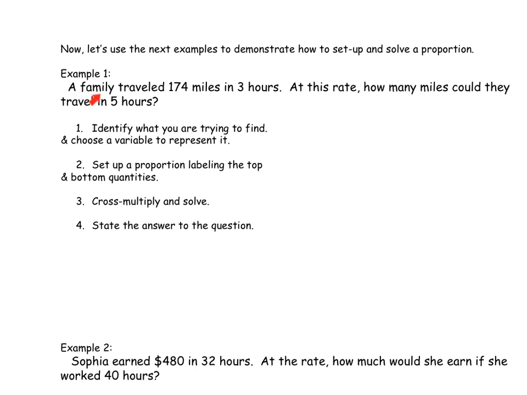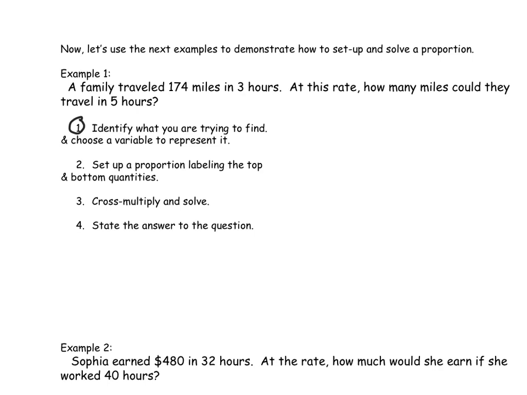Example 1 says a family traveled 174 miles in 3 hours. At this rate, how many miles could they travel in 5 hours? And you're going to see a step-by-step guide how to do this. So the first thing says identify what you're trying to find and choose a variable to represent it. So we're going to go ahead and we're going to circle this. This is our first step.